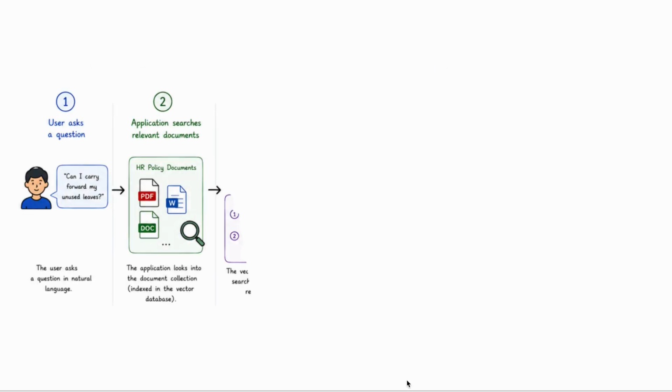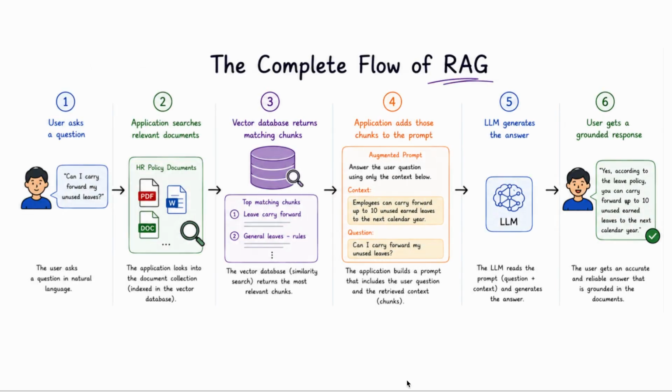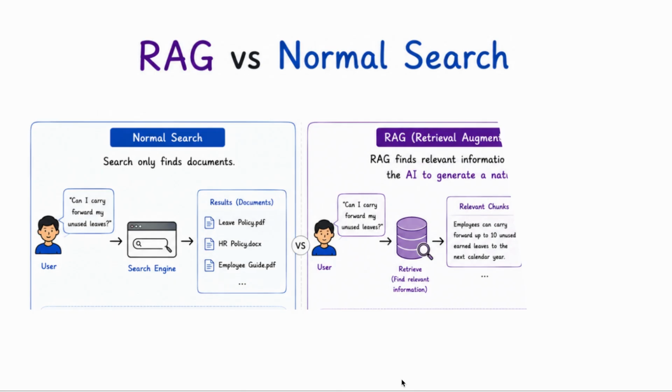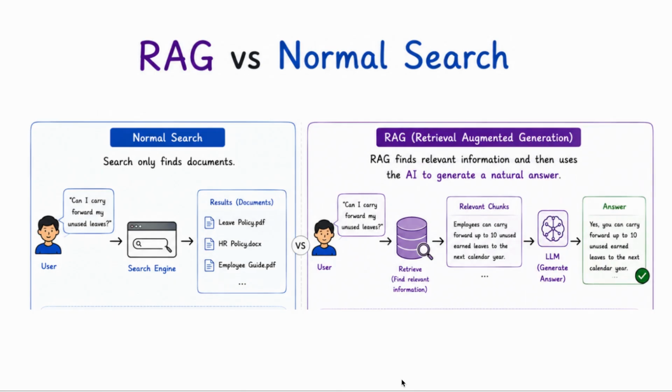So the complete flow is: user asks a question, application searches relevant documents, vector database returns matching chunks, application adds those chunks to the prompt, LLM generates the answer, user gets a grounded response. That is RAG, right? Is RAG just search? Not exactly. Search only finds documents. RAG finds relevant information and then uses the AI to generate a natural answer, right?